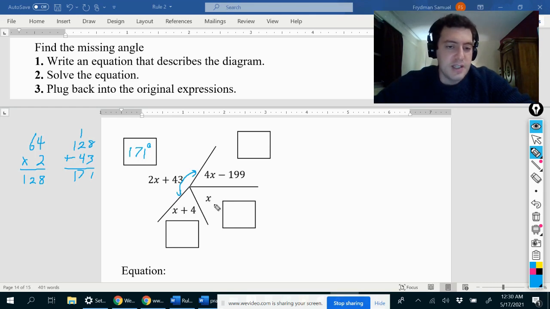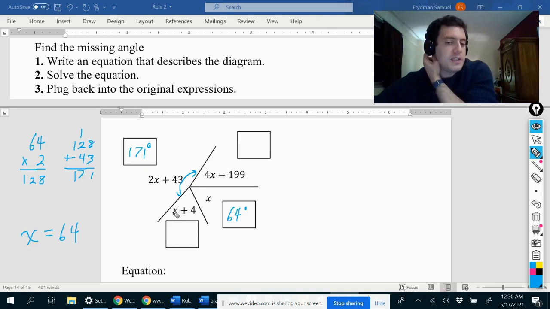Well, this one is easy. This one is just x. Remember, we said that x is 64. So if this angle is just x, then this angle is 64 degrees. Okay, let's plug 64 in for this one. This one is also pretty easy. If x is 64, then 64 plus 4 would be 68.